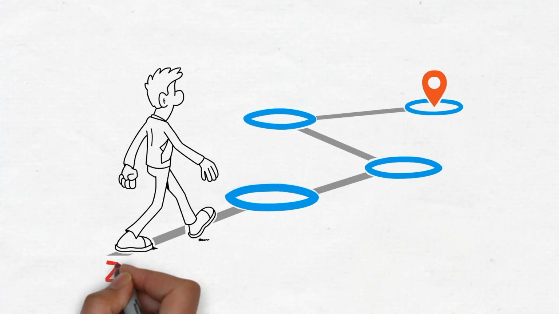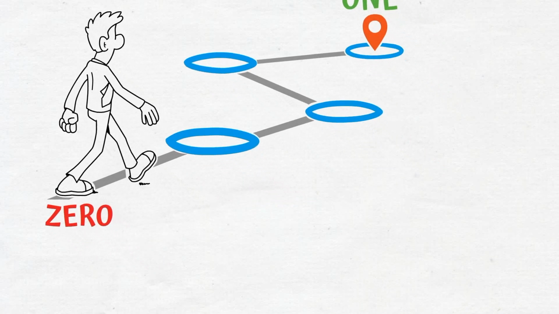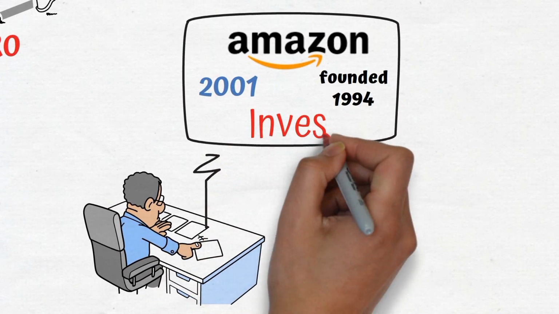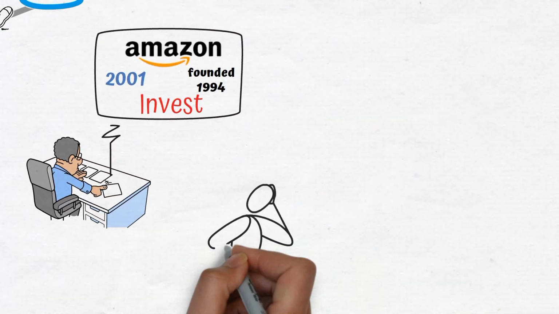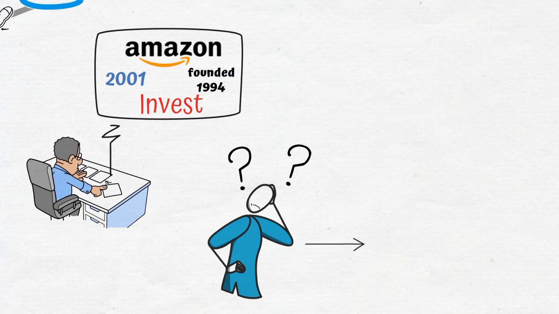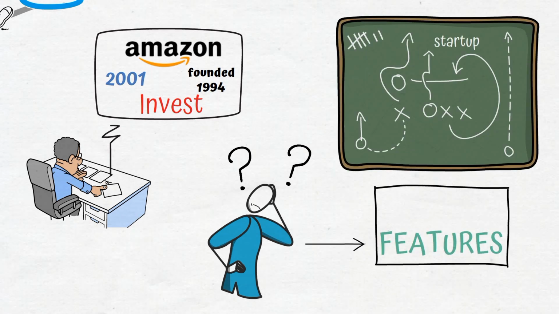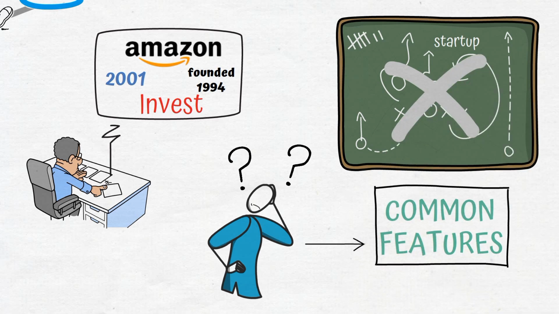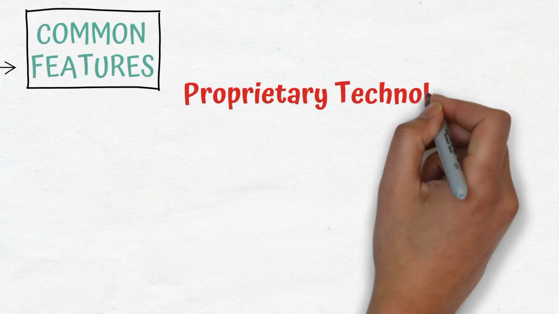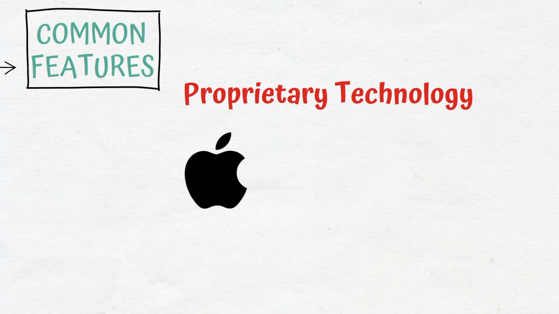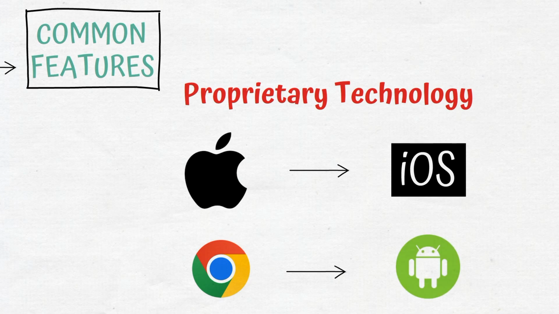Let's discuss how you can go from 0 to 1. Amazon reported its first profit in 2001, 7 years after its founding. Investors continued to invest in it even before it was profitable. How did investors know it would be profitable in the future? By its features. Every monopoly is unique, and while there's no blueprint for a successful startup, they all have common features. An important feature is proprietary technology. This is technology that cannot be copied. For example, Apple has iOS and Google has Android.